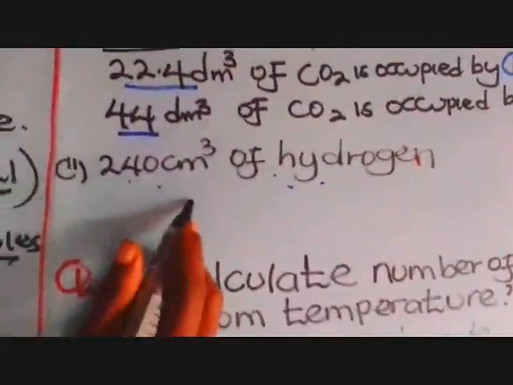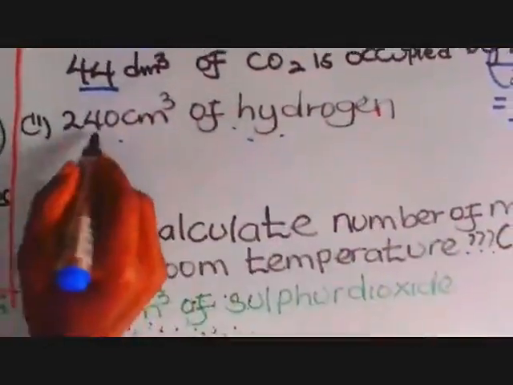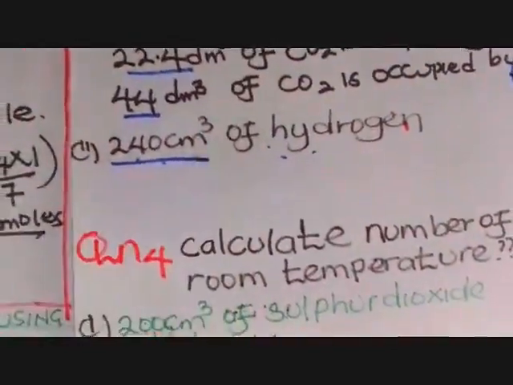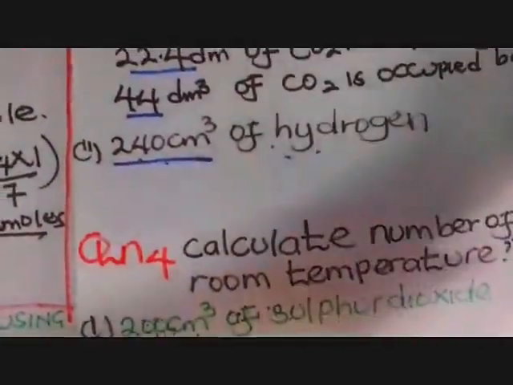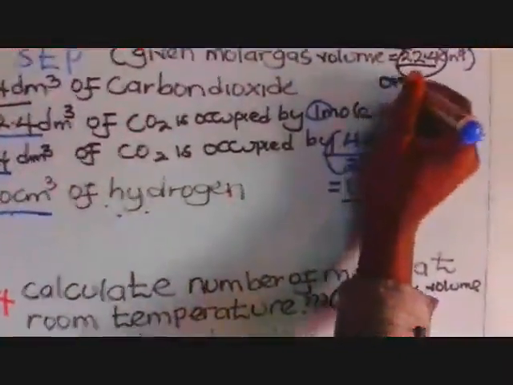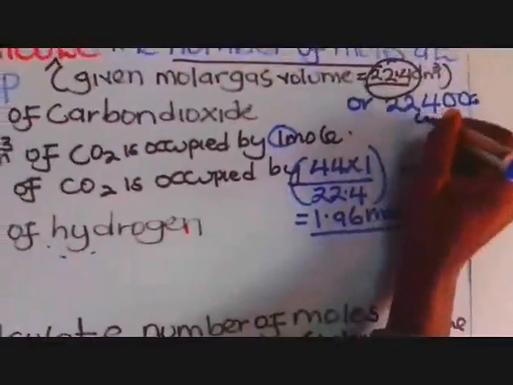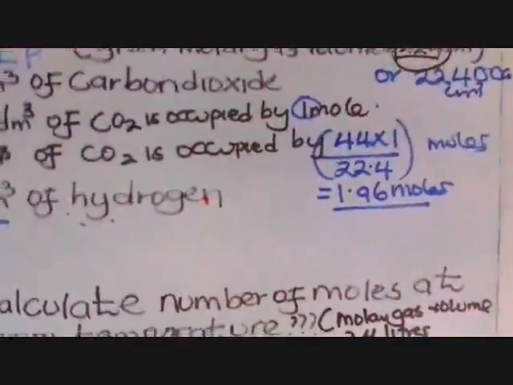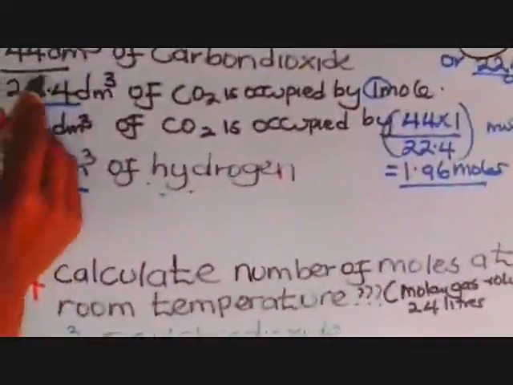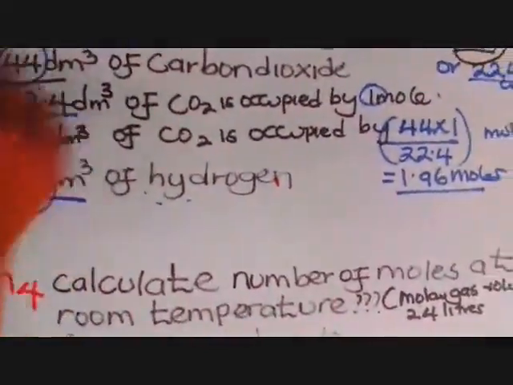Now when you come here, they are saying 240 cubic centimeters of hydrogen. Then here we are going to follow the same route, but remember this one is in cubic centimeters. Then we are going to convert the 22.4 decimeters to cubic centimeters. Remember, molar gas volume can even be 22,400 cubic centimeters. That is at the same STP. So here, since this one is given in cubic centimeters, we are going to use cubic centimeters. I used decimeters before because the question had decimeters.